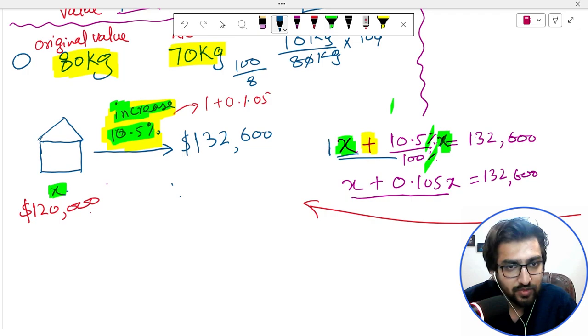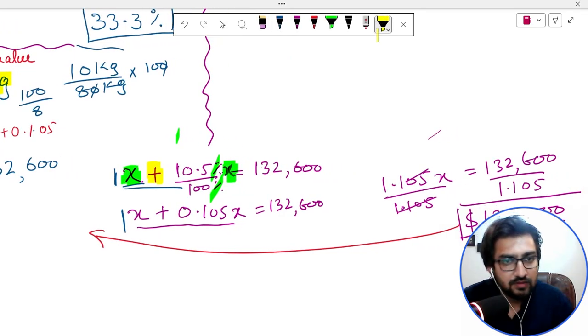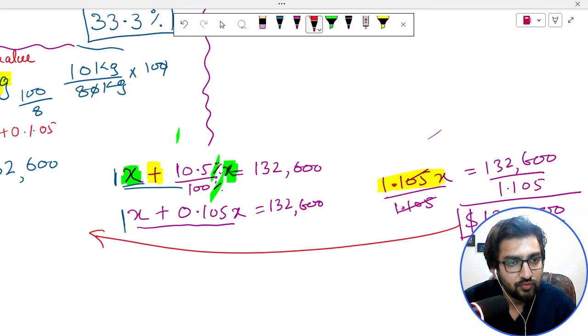Then add these two together. This is 1X, and that is 0.105X. When you add them together, that is 1.105X. I want to remove this number, 1.105. So obviously you know from algebra that you need to divide both sides by 1.105. When you divide 132,600 by this, you will get this value. So that is the original price.